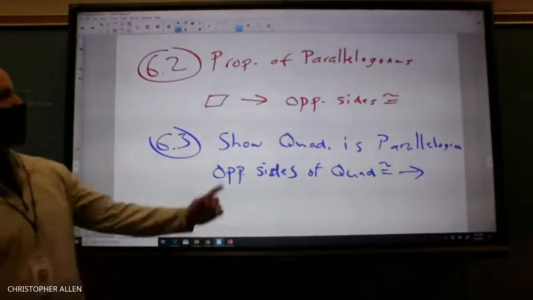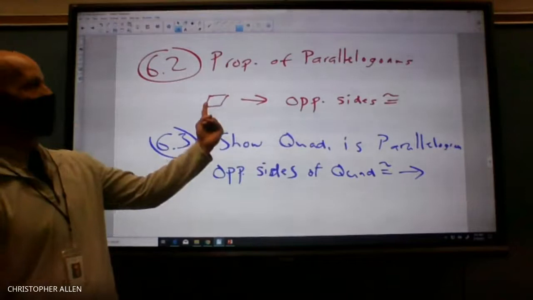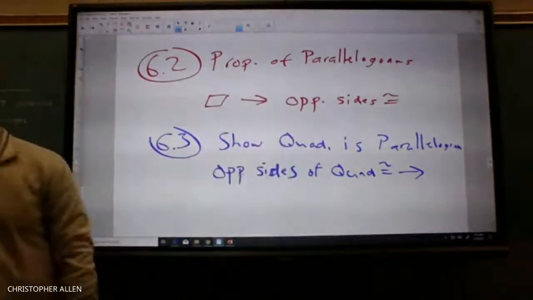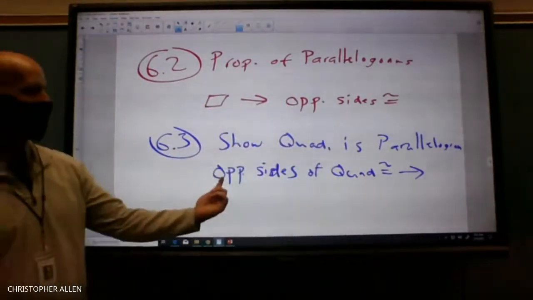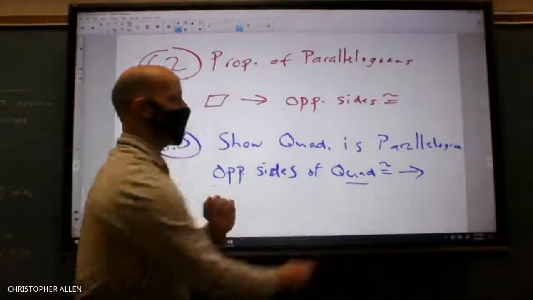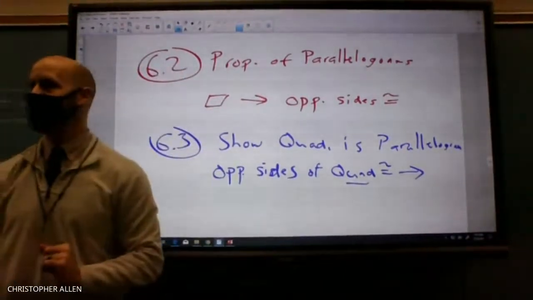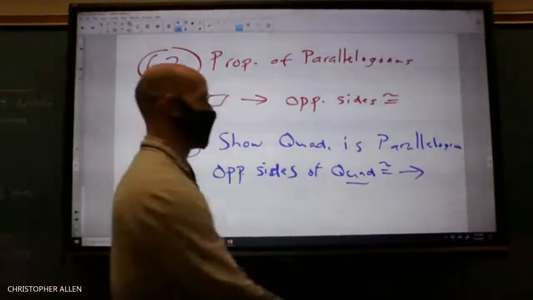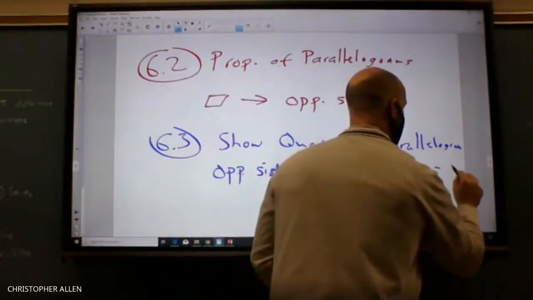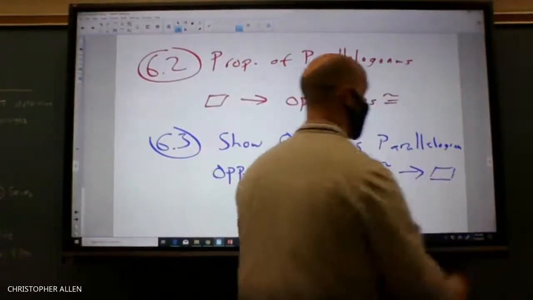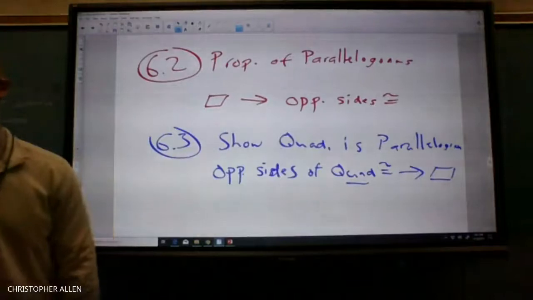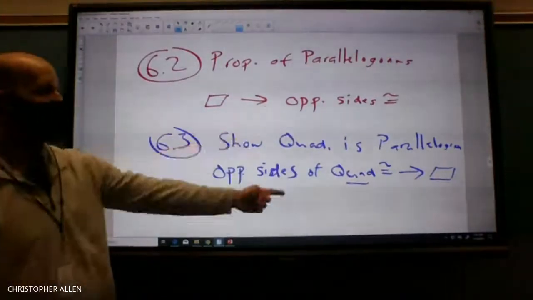I'll give you a hint. Up here I said if it's a parallelogram, we can conclude that opposite sides are congruent. Down here I'm saying if opposite sides of a quadrilateral are congruent, guess what I can conclude? It's a parallelogram. I'm going to use this symbol for parallelogram. It's a little like a parallelogram shape. So it's kind of the same idea.